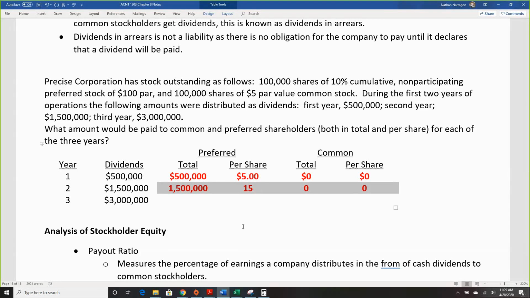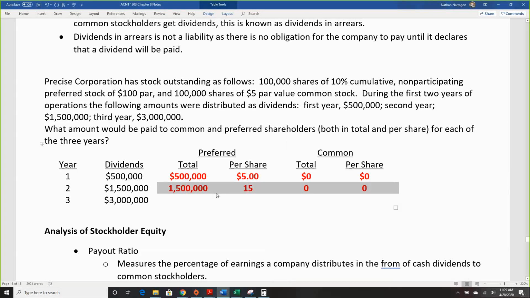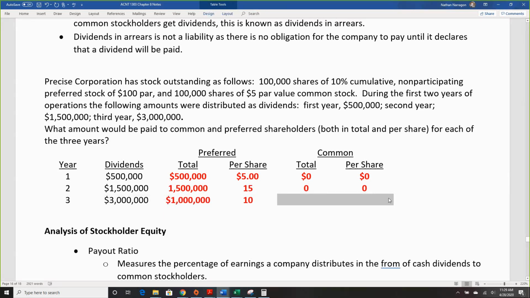Okay? But year 3 comes along. Remember, year 3, again, preferred gets its $1 million. This time, it's over $1 million, which is nice. So that means preferred stock gets its pay. So it gets its $1 million. That leaves $2 million for common stock. So common stock will get its $2 million. Finally, it gets some dividends.